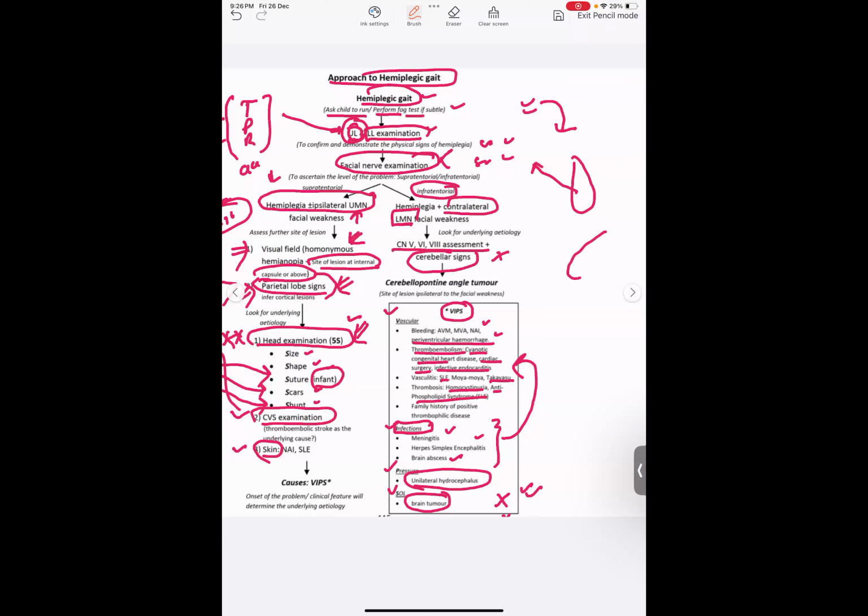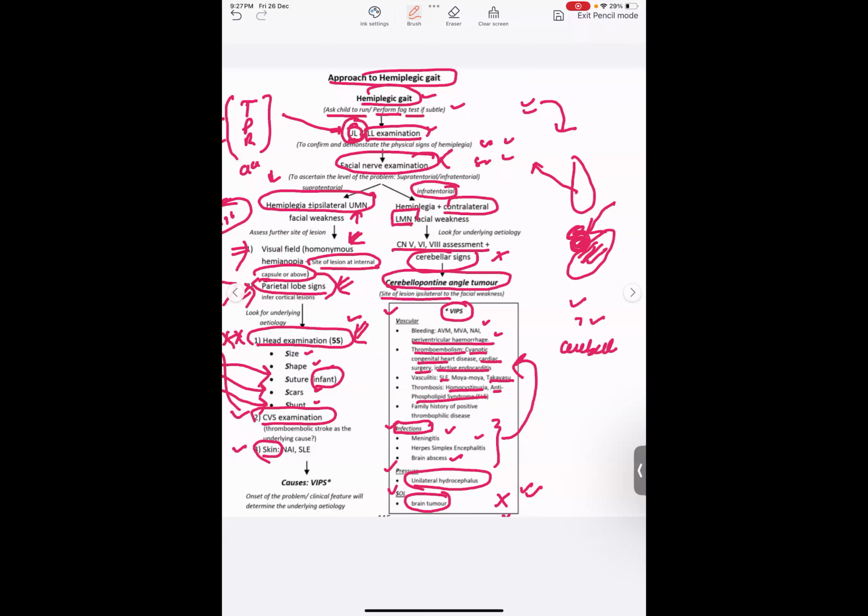Why? The problem is in the cerebellopontine angle. So here is the cerebellum, here is the pons. In the cerebellopontine angle, if a tumor is present, it will cause crossed hemiplegia. So for that you have to see, along with this facial palsy, the 7th and 8th cranial nerve assessment, and along with that you should go for cerebellar signs.